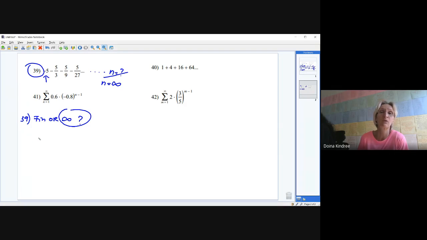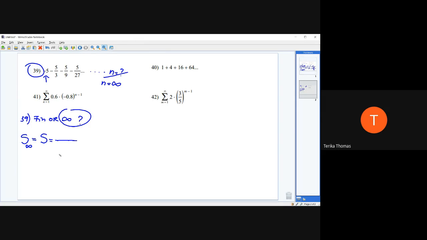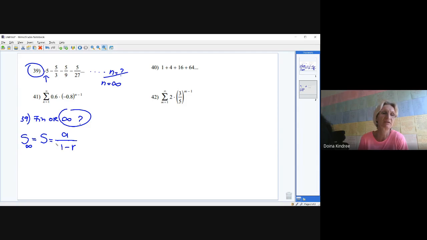If it's infinite, what is the formula for the sum of an infinite geometric series? See here, you can have this symbol or nothing. S of an infinite series is S by itself and is equal to what? I forgot. The first term divided by 1 minus r. Done. Okay, so this is it, all right? So put this in a box, and this is what you'll be using on the quiz, okay?